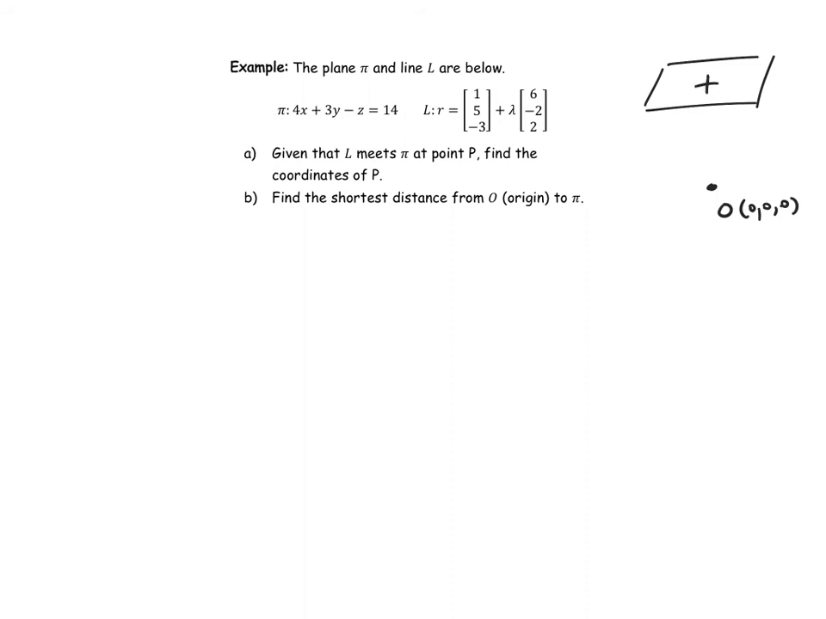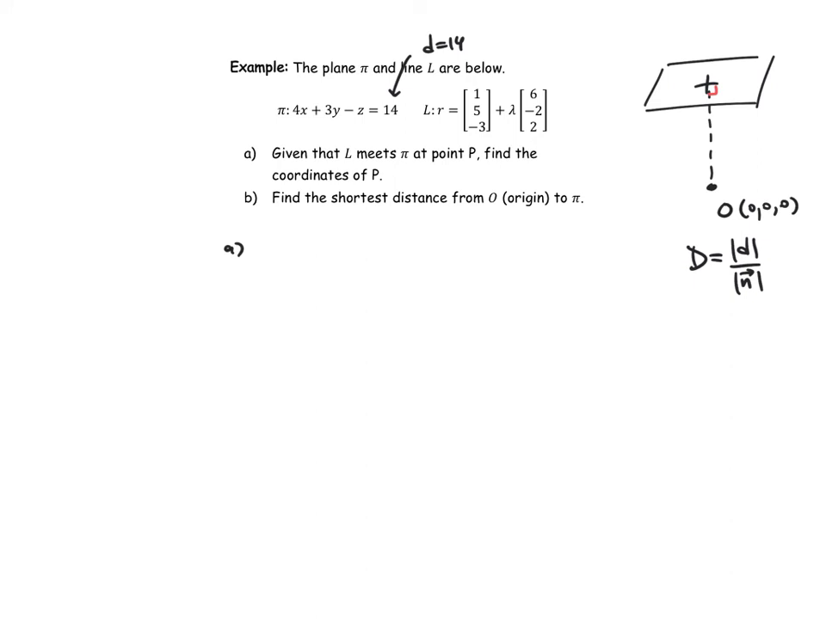Okay, to find the shortest distance, which would be a distance clearly that would have to be perpendicular to the plane, what you're actually going to do to find that distance is take the absolute value of d over the magnitude of the normal, and I'll explain why at a different time. So in this case, d is equal to 14, and the magnitude of the normal we'll find out in just a minute. Okay, so part A, let's get into that first.